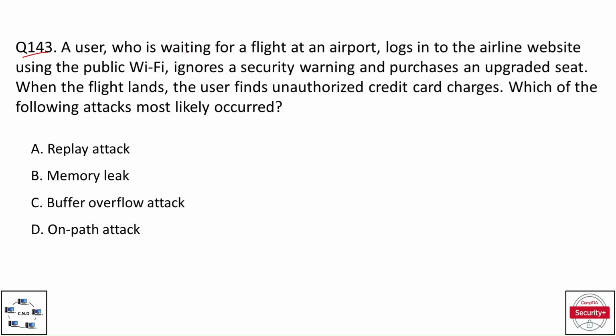Question number 143. A user who is waiting for a flight at an airport logs into the airline website using the public Wi-Fi, ignores a security warning, and purchases an upgraded seat. When the flight lands, the user finds unauthorized credit card charges. Which of the following attacks most likely occurred? And the options are option A, replay attack, option B, memory attack, option C, buffer overflow attack, and option D, on-path attack. And the correct option is option D, on-path attack.